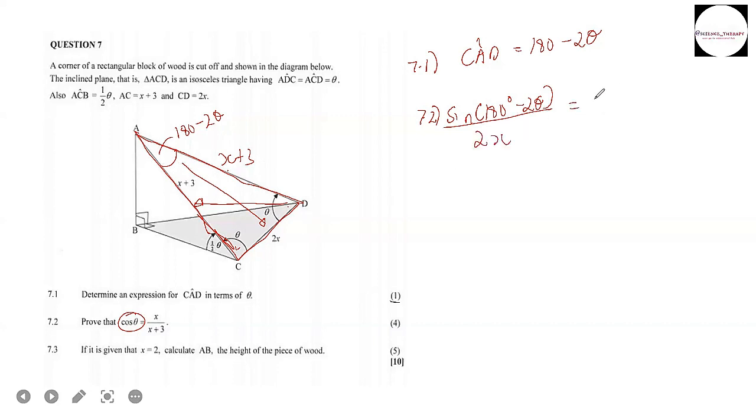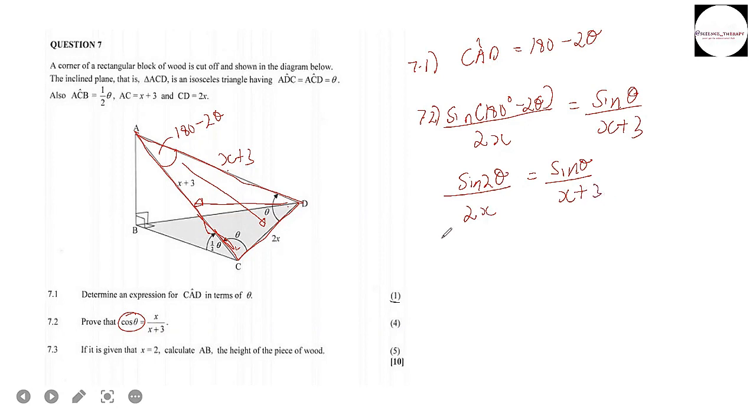And then now if we take sine theta, then the side that is opposite that is x plus 3. Okay, so this here is in the second quadrant, reduction formulae. This is sine 2 theta over 2x is equal to sine theta over x plus 3.